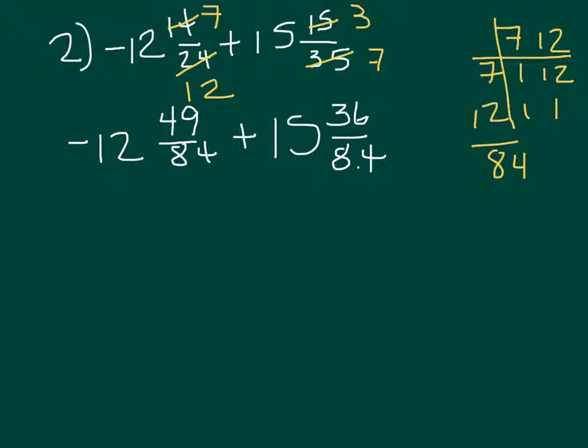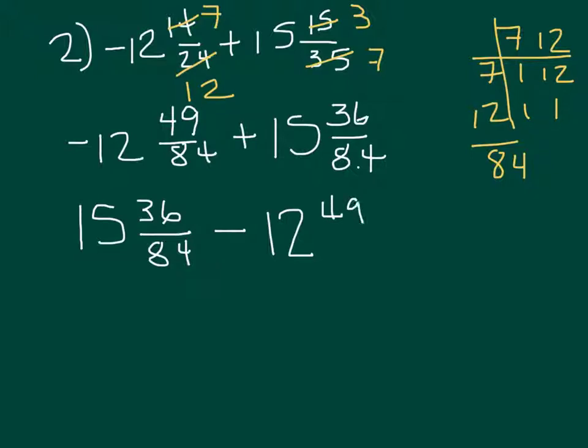Now, when we have a negative and a positive mixed number, as with whole numbers, we can't subtract a big number from a small one. So what we have to do is put the biggest first with its own sign, and the smallest after. And when we do so, we have already noticed that we can't subtract the 49 from the 36. So what I need to do is borrow.